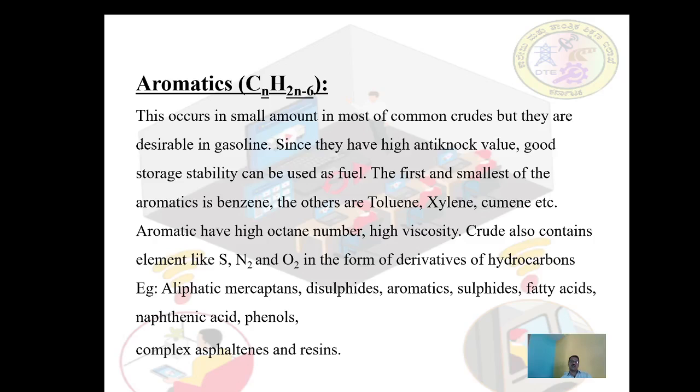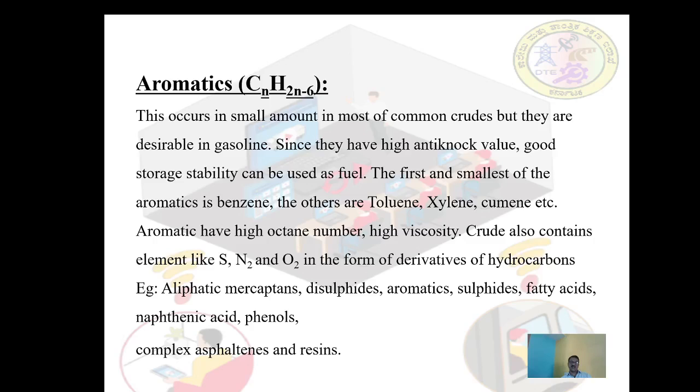And the last variety or composition is aromatics, CnH2n-6. This occurs in small amounts in most common crudes, but they are desirable in gasoline since they have high anti-knocking value and good storage stability, and can be used as fuel. The first and smallest of the aromatics is benzene. The others are toluene, xylene, cumene, etc. Aromatics have high octane number and high viscosity.